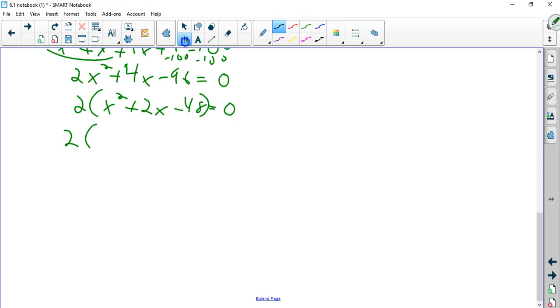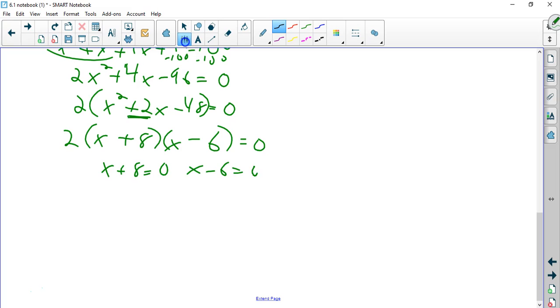Now, this is going to factor to x times x, and I need two numbers that multiply to give me 48 that differ by 2. Well, that's 8 and 6. And since I want more positives, I want plus 2 left over, it's going to be like that. Now, I'm going to set these both equal to 0 and get x equals negative 8 and x equals 6.